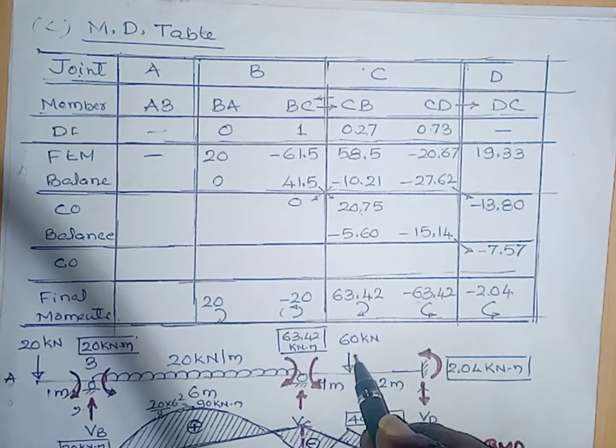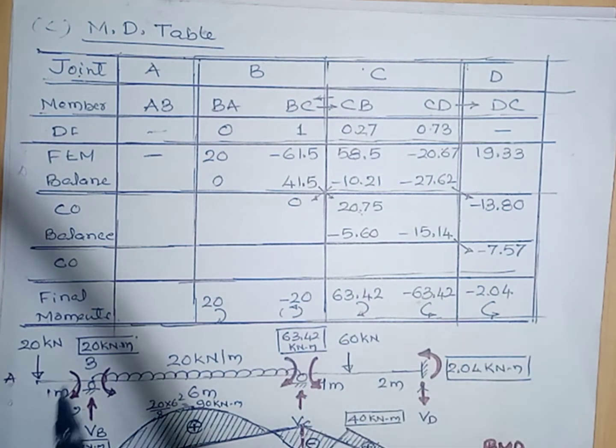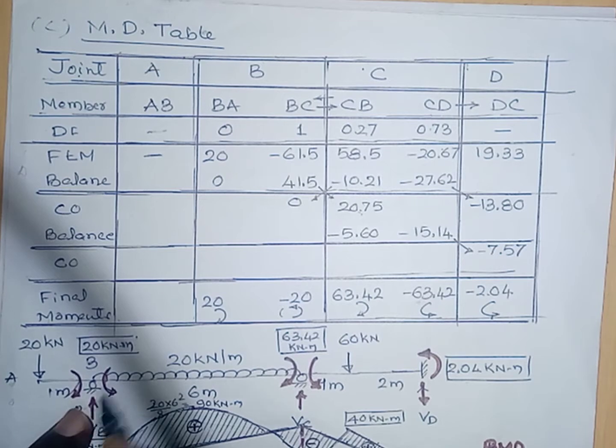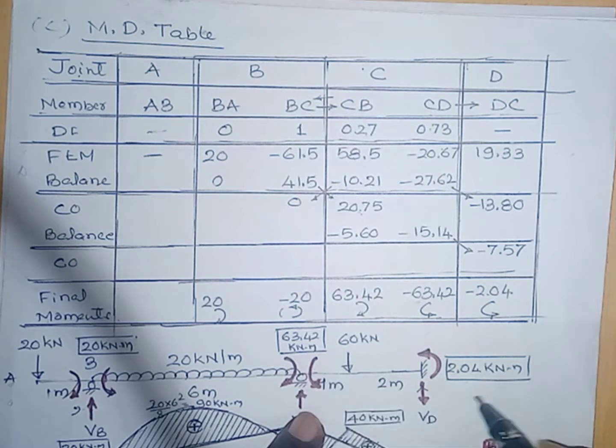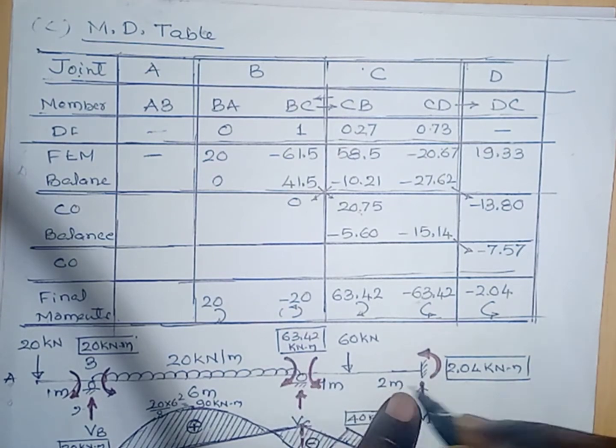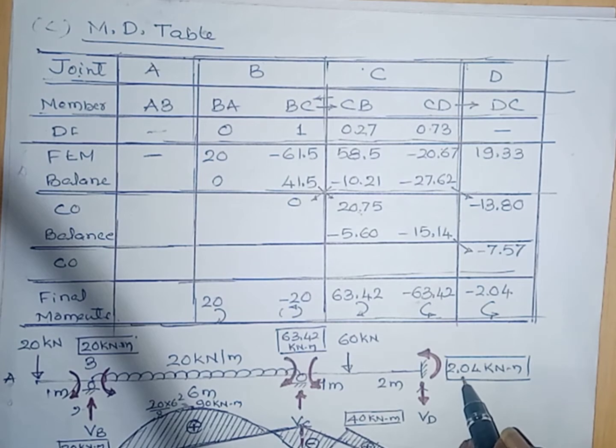Then here a point load of 60 kilonewton acting at a distance of 1 meter from C and 2 meter from D, that is the fixed end. Here are the directions of the moments: this one is 20, one is clockwise, one is anti-clockwise. Similarly at joint C, the support moments are one clockwise, one anti-clockwise. At D, that one is anti-clockwise. Here that is 2.04, this one is 63.42, this one is 20 kilonewton meter.